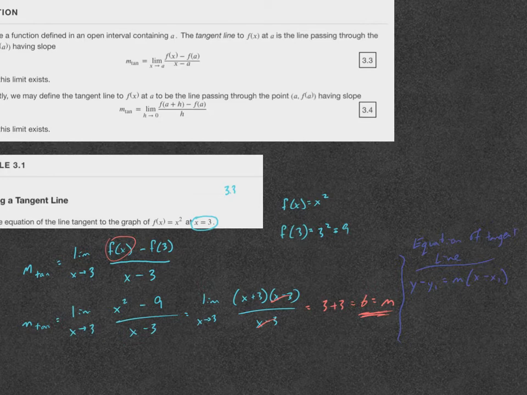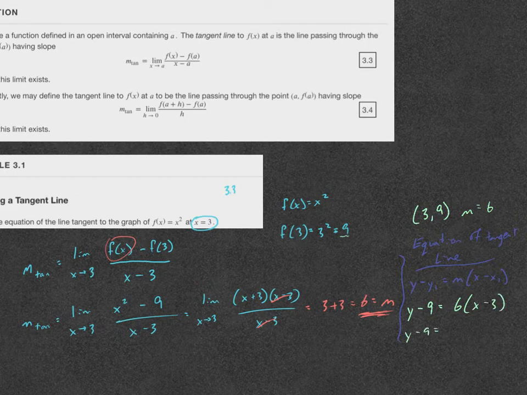I can substitute into that point-slope formula. Oh, and I didn't write this down. The point that I'm going to use, I should have said this earlier, is what we've already been working with, (3, 9). This is the point that we were working with. X equals 3, the y coordinate that we got was 9, and my m is 6. So plugging in: y minus 9 equals 6 times x minus 3.